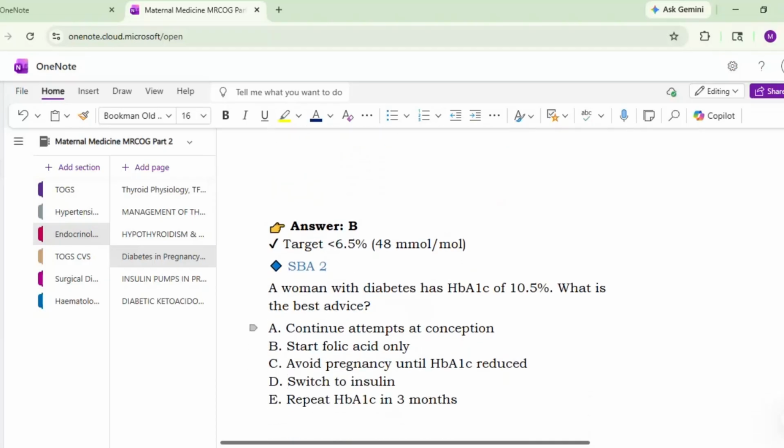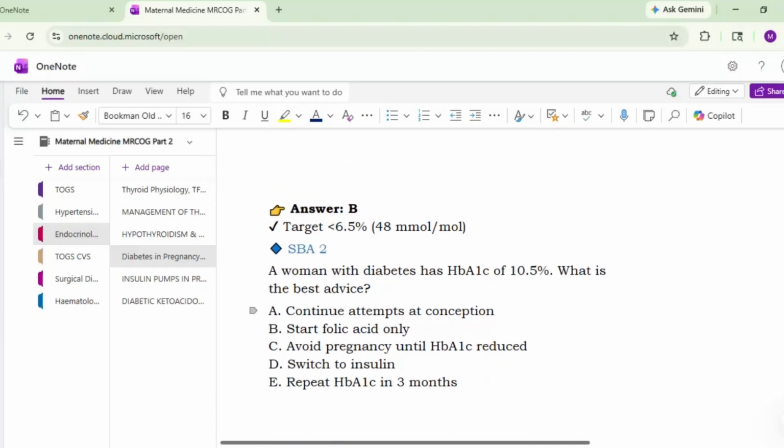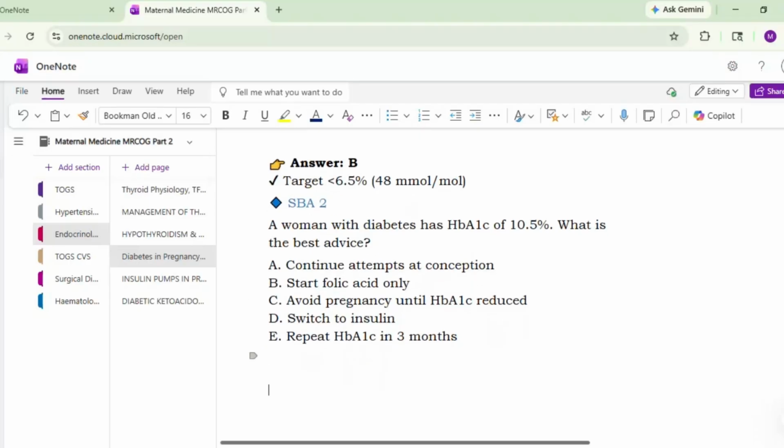Next. A woman with diabetes has hemoglobin A1C of 10.5. What is the best advice? Continue attempts at conception, start folic acid, avoid pregnancy until A1C is reduced. So C should be the answer.